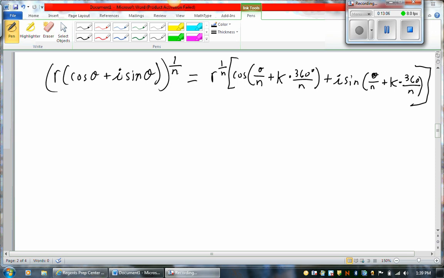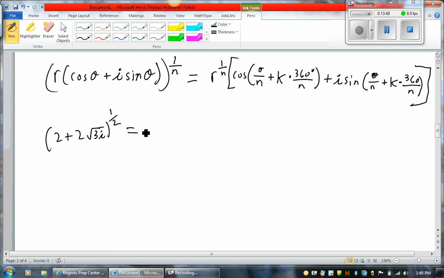Now this formula, as well as the other formulas, you might want to consider putting on a note card, just like we did with the trig identities, so you don't have to memorize them. So let's put this formula in action and see an example of it. Let's try finding the square root of 2 plus 2 radical 3i. And we're finding the square root, so we're raising it to the 1/2 power.